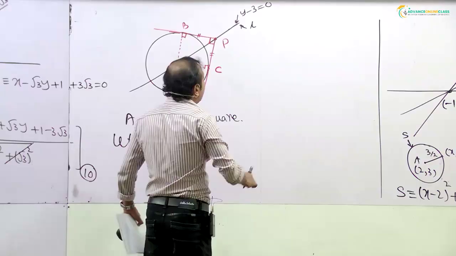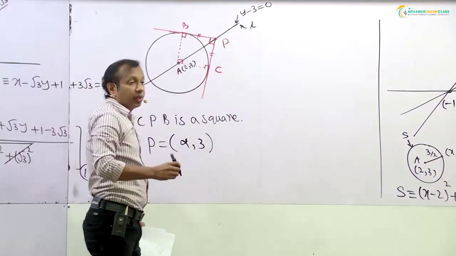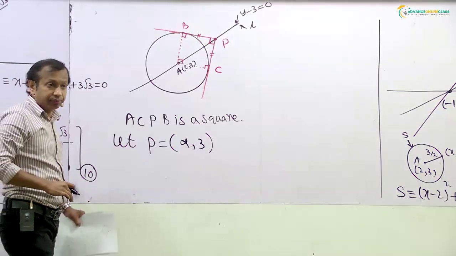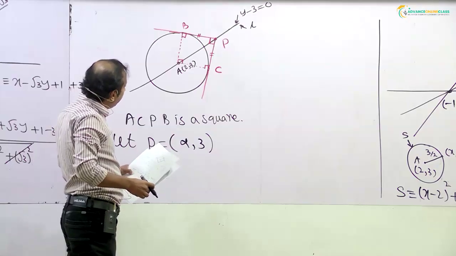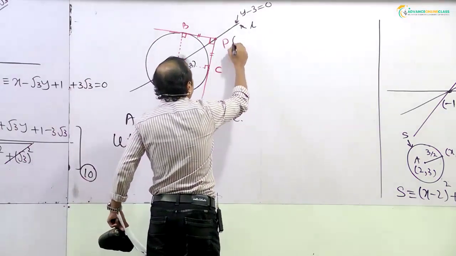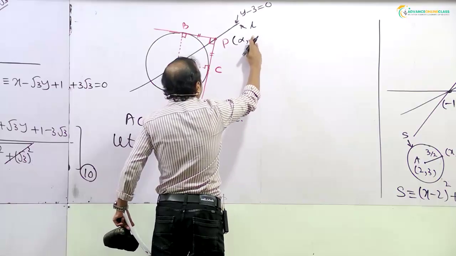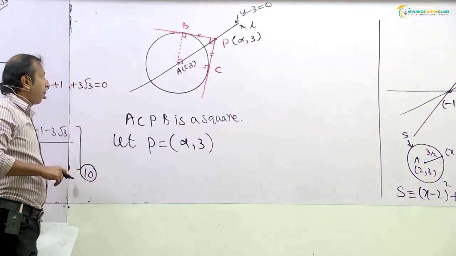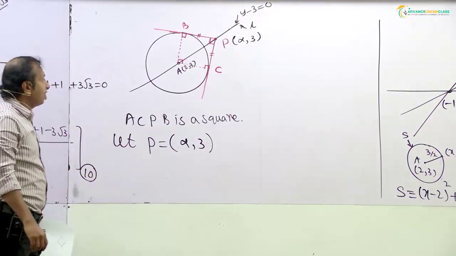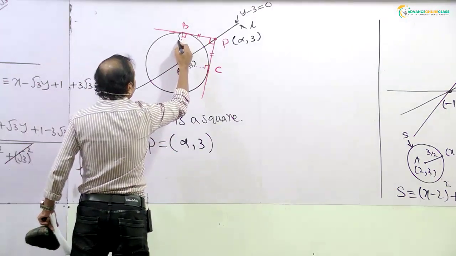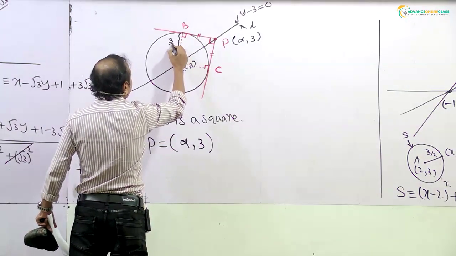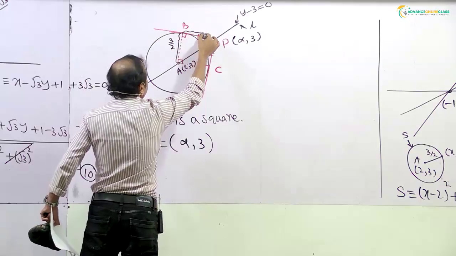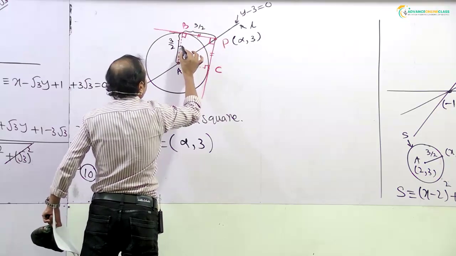Why? The equation of L is y equals 3. It means any point on this line L has y coordinate 3. Alpha, 3. Then this alpha we must find. Tell me how to find alpha. People, what is this length? Radius 3/2 we found. This is 3/2. Reason? This is a square.